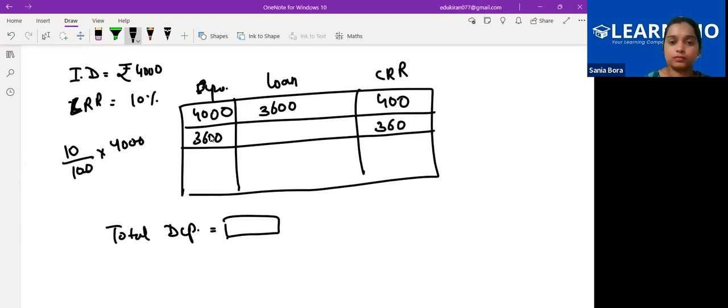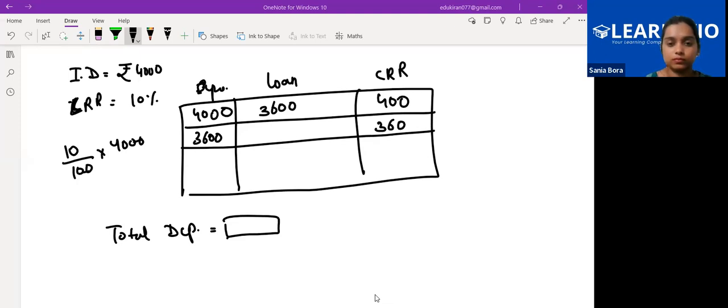Then it will minus by this thing, so it will be 3,240. Yeah, 3,240. It will be loan. Then the loan will go to that side, another one. Then leave it.